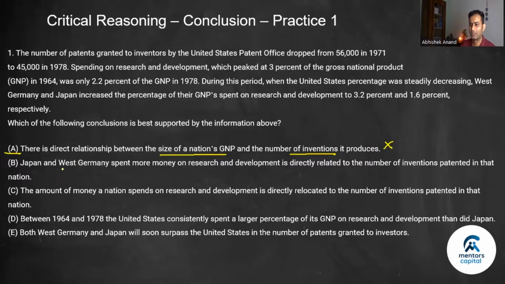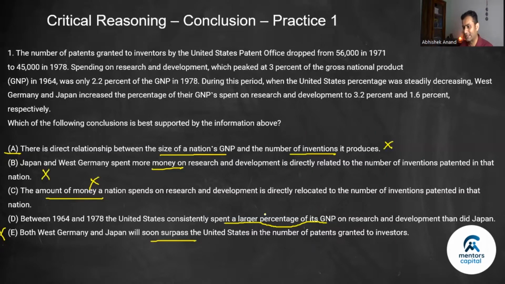Now look at the second one. Japan and West Germany spent more money. Again, we can't comment about more money. Look at C. The amount of money, again out. I can't conclude anything about the amount of money. Look at E first, which is out. Both West Germany and Japan will soon surpass. We don't know what is the difference between them currently. But look at D. Between 64 and 78, United States consistently spent a larger percentage of GNP. You are comparing percentage of GNP.